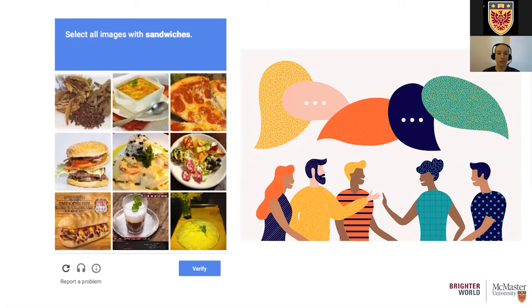So something as simple as select all images with sandwiches, it would be easy for you to do, but for a computer, it might be able to do it, but it's going to take a very long time, so it's just not worth it. Also, you can hear a lot of people talking at the same time and maybe follow different conversations. Computers have a really difficult time doing that. So yeah, computers are not smarter than you. They just do specific tasks quite well.